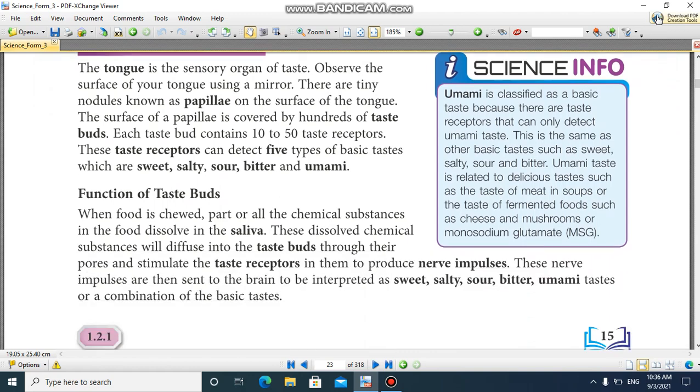Function of taste bud: when food is chewed, part or all of the chemical substances in the food dissolve in the saliva. These dissolved chemical substances will diffuse into the taste bud through their pores and stimulate the taste receptor in them to produce nerve impulses. These nerve impulses are then sent to the brain to be interpreted as sweet, salty, sour, bitter, umami taste, or a combination of the basic tastes.